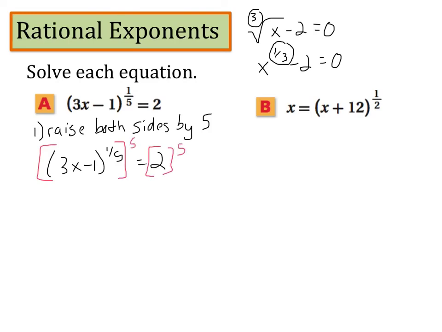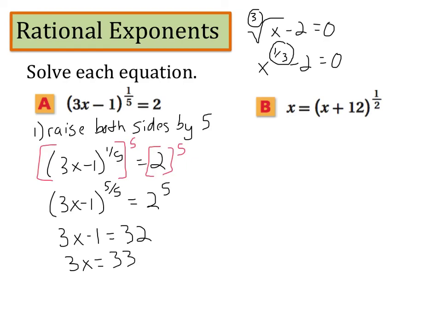And when I do that, I have 3x minus 1 raised to the 5 over 5 equals 2 to the 5th. Now 5 over 5 is going to simplify to 1, so I'm going to have 3x minus 1 equals 2 to the 5th, which is 32. Then I can isolate the 3x and have 3x equals 33. So x equals 11.